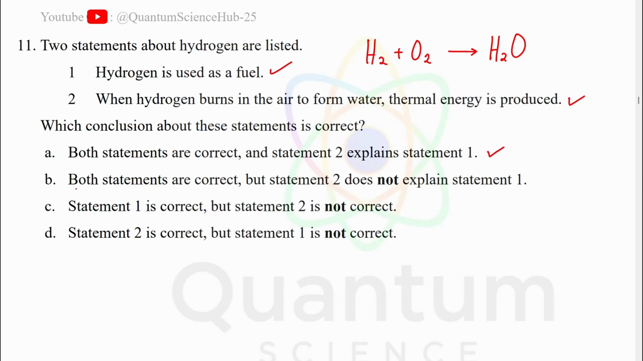But let's check the other options in here. Both statements are correct, but statement 2 does not explain. Nope, it does explain statement 1. So this one is wrong. Option C. Statement 1 is correct, but statement 2 is not correct. As we know, both statements are correct. Okay, the same thing with option D. So C and D are wrong. Then the correct answer here is A.